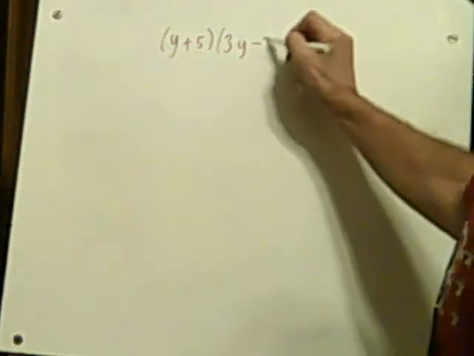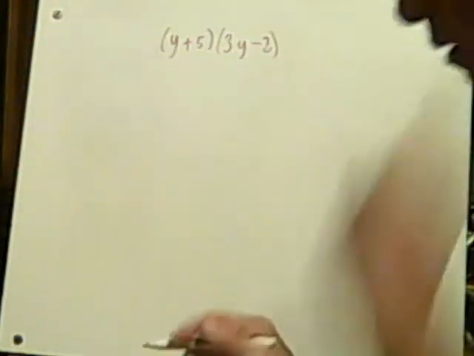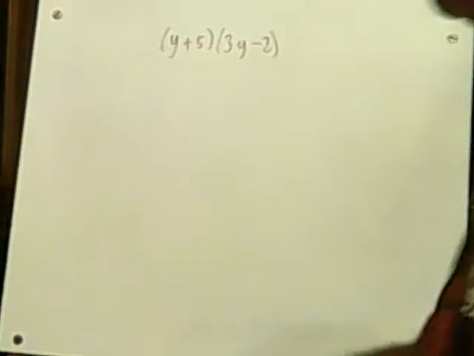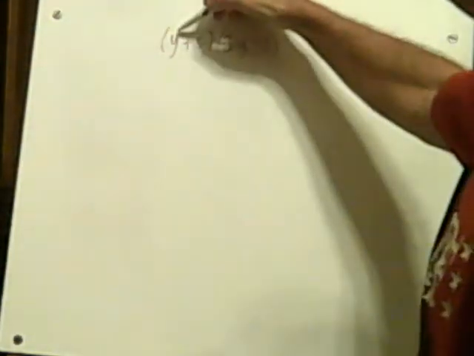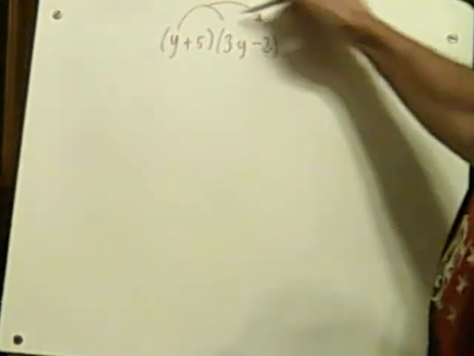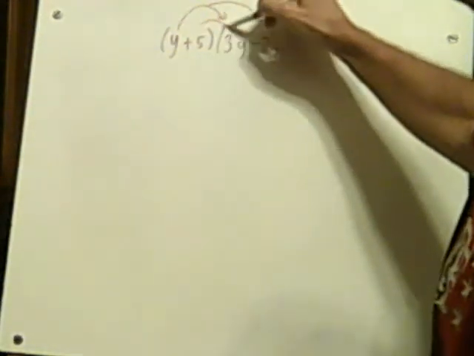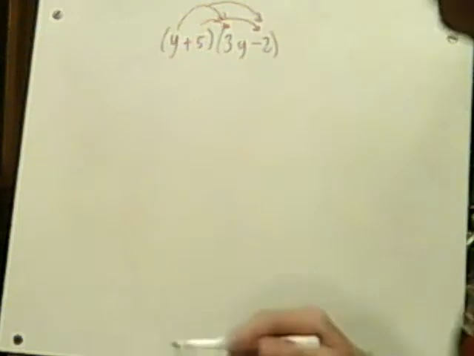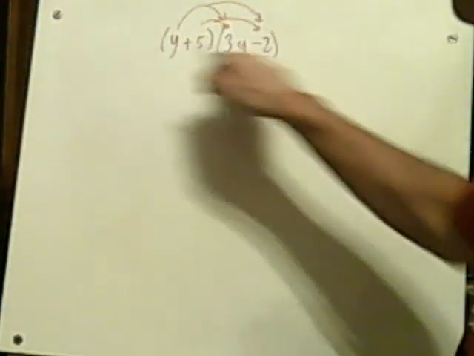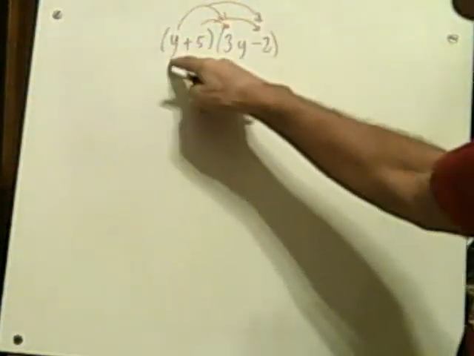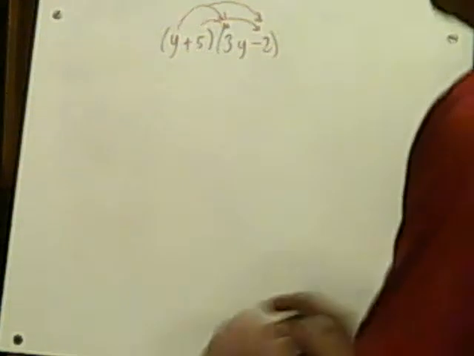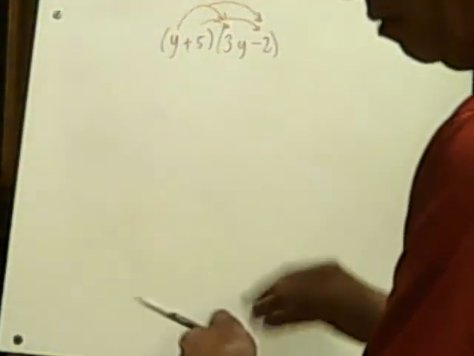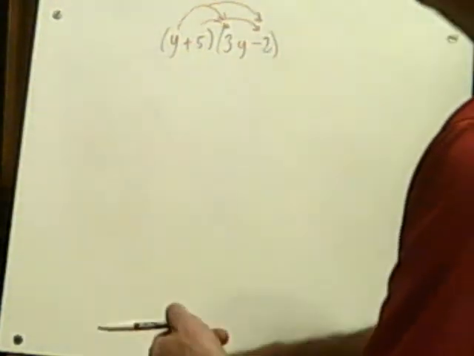y plus 5 times 3y minus 2. Okay, this is an example now. The first example of a binomial times a binomial. Here, we can multiply the y by each of these terms. Then we can also multiply the 5 by each of these terms. So basically, you're going to end up with four terms. This times each of these, and this times each of these. And this is a simple way to do this, is just to remember that you have to have all four terms.